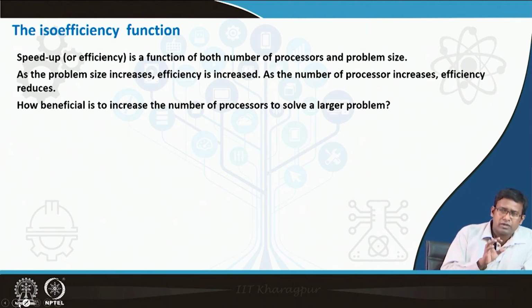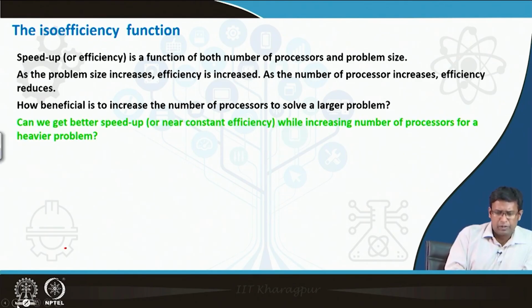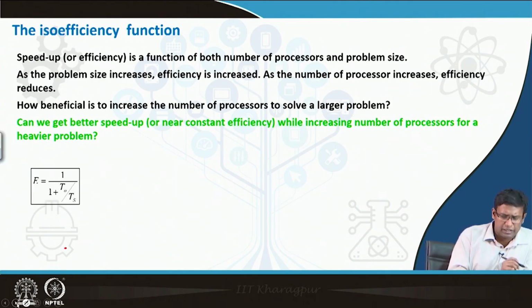And what is our optimal function here? That we want to keep the efficiency fixed. We do not want to reduce efficiency, because we discussed costs, overheads, etc. We see that it is important to maintain the efficiency of the computation. Can we get better speed up while increasing the number of processors for a heavier problem, at near constant efficiency? Can we get that? And what is the parameter by which we can decide this?